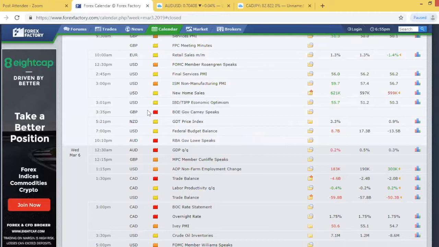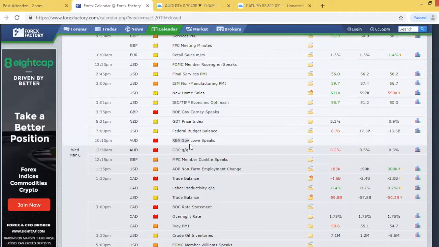So the pound data wasn't the same. We couldn't interpret it in the same way as we could that Canadian data. So for the pound, although we expected volatility, we didn't know if it was going to be buying volatility or selling volatility within the market. So we left the pound well alone.